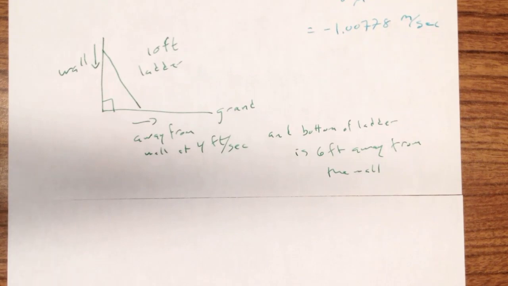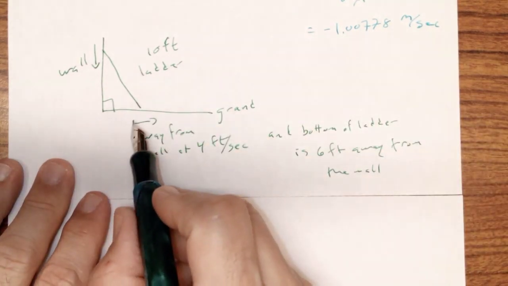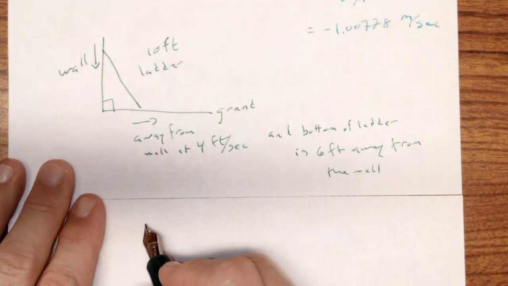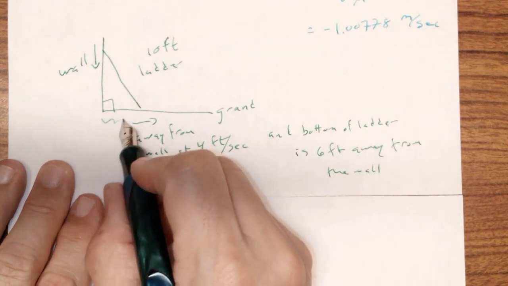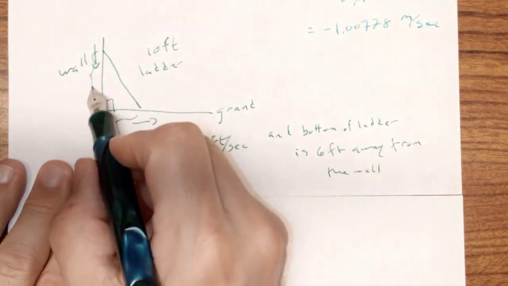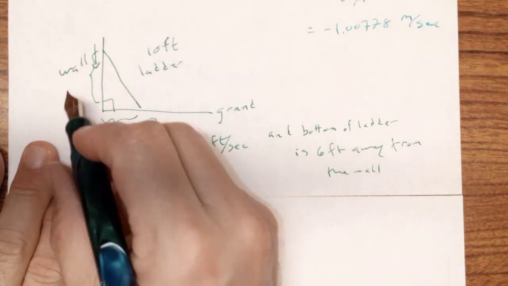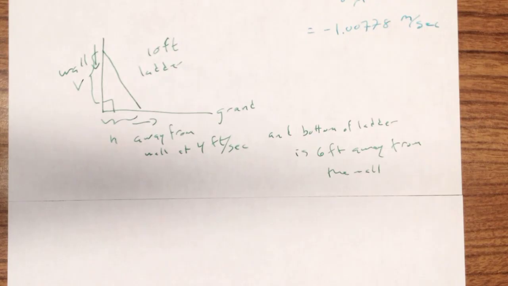Okay, two things are changing. The horizontal distance from the wall and the vertical distance from the wall. So let's label these. I don't care what you label them. You can label them X and Y. I'm going to label them horizontal and vertical, because to me, that makes sense. But again, that's my interpretation. You can label them however you want.